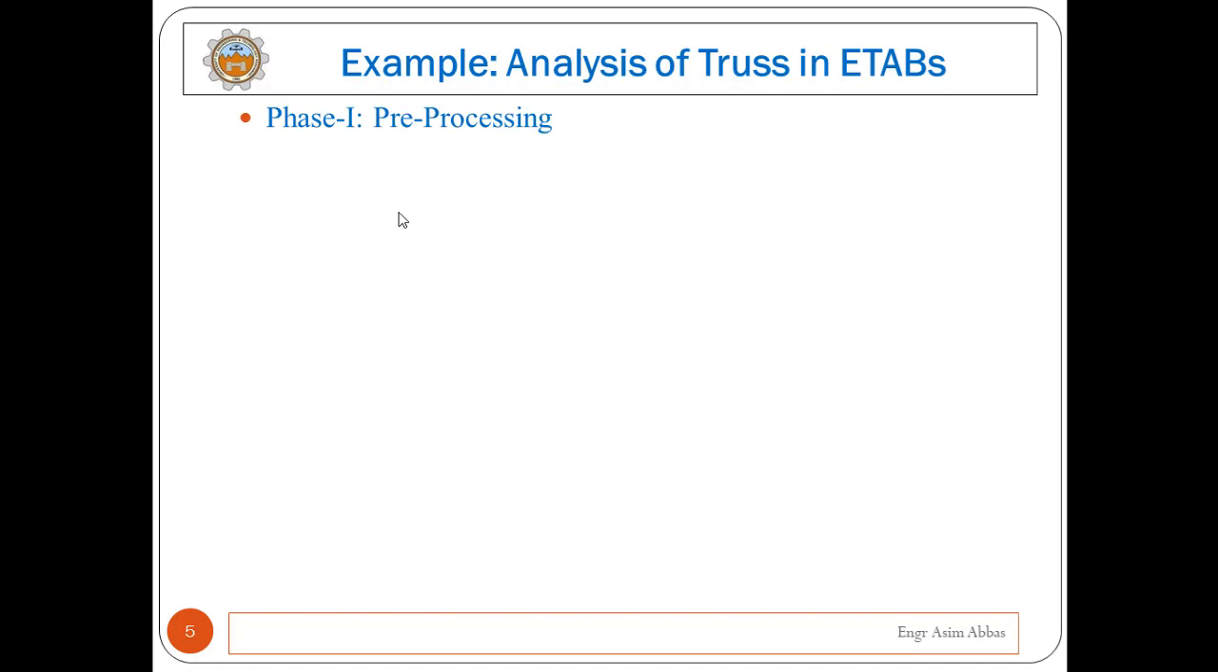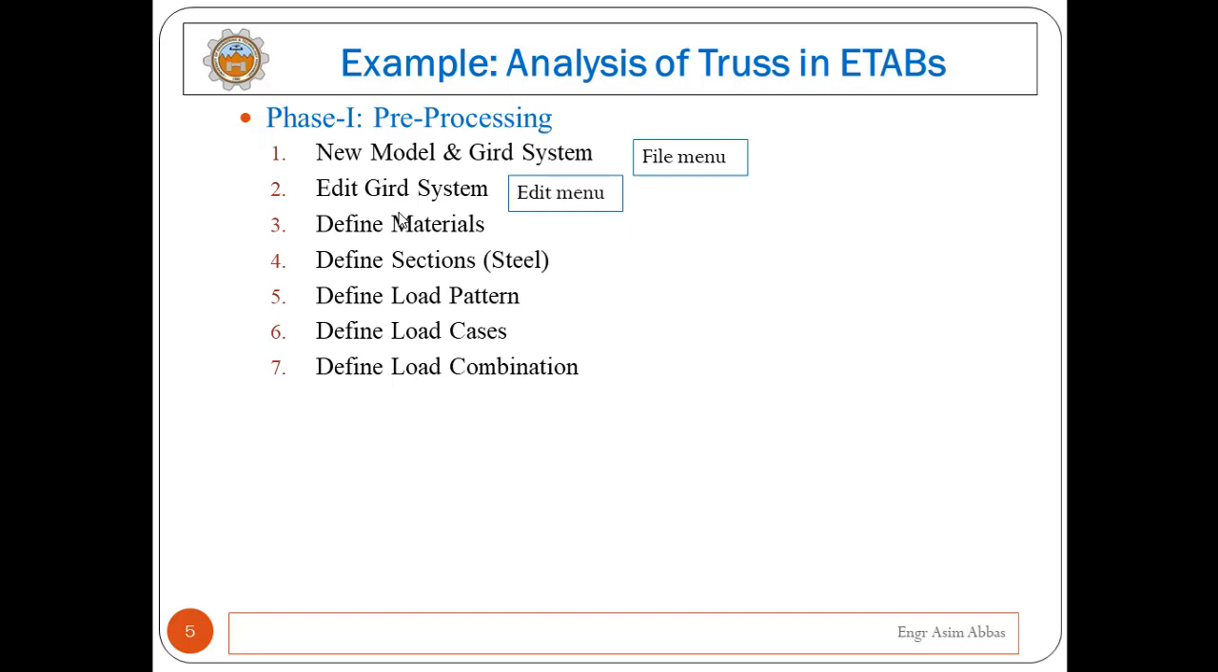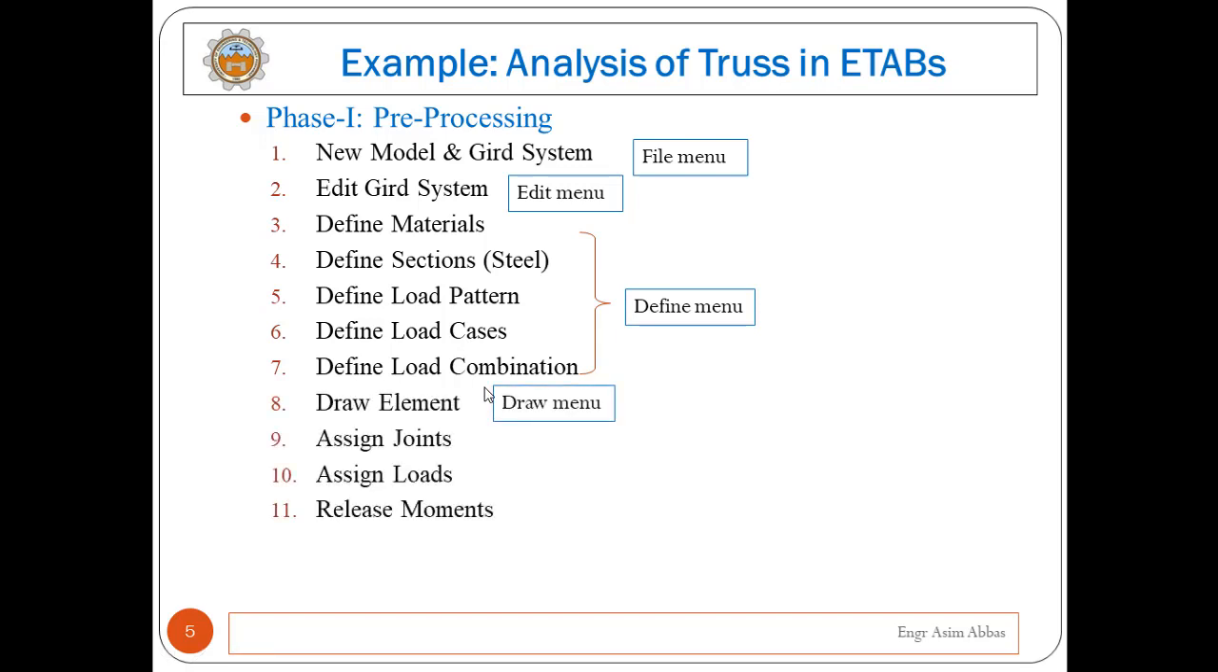Again, 3 phases are involved. In phase 1, the following steps are included. First of all, we'll create a new model, right? Then define a grid system, then edit grid system if required, then define materials, define section, that is a steel section W14 cross 30, then define load pattern, load cases, load combination, right? Then draw elements, then assign joints, assign loads and release moments, right? So for all the different steps except release moments, you can refer to lecture number 11.